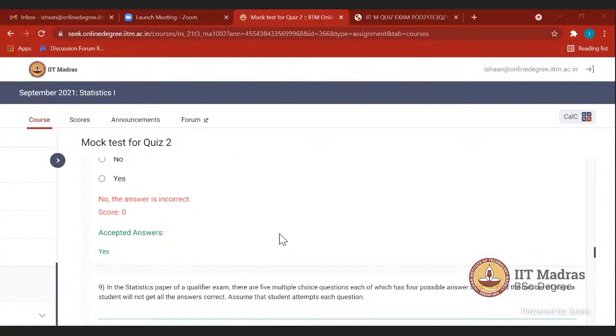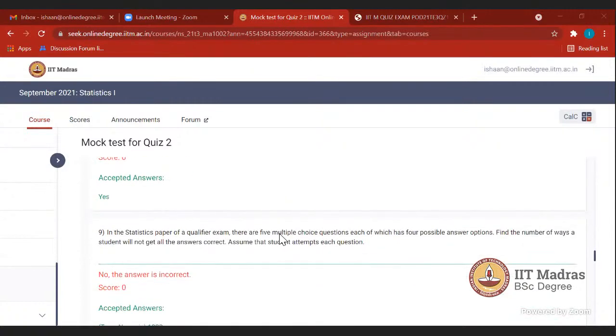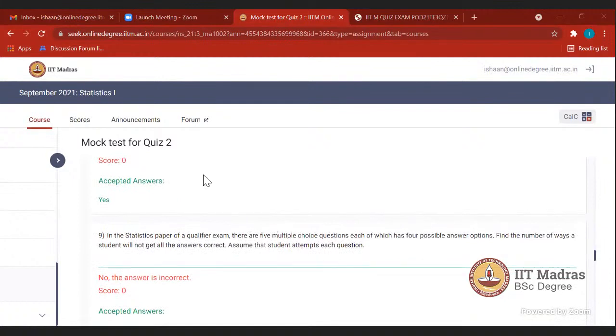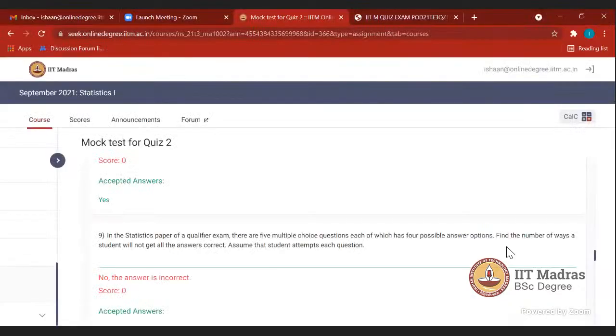So question number 14. It's a 9. There are 5 multiple choice possibilities. Can we please take questions in order? Okay. After this, we will take them in order. So there are 5 questions. Let me just see the question first. I will open it on my phone, so it's better.